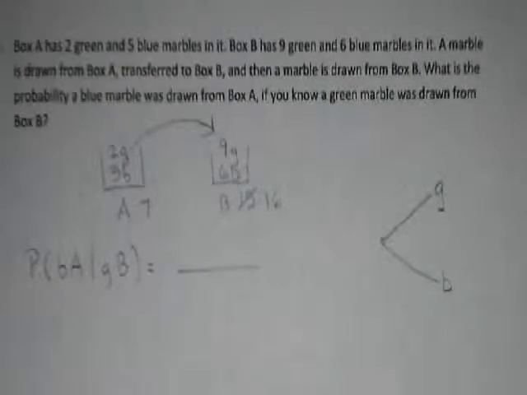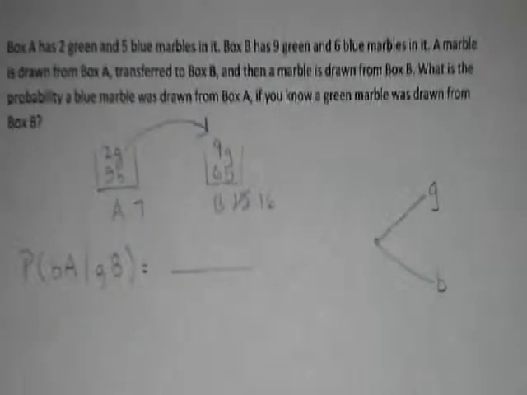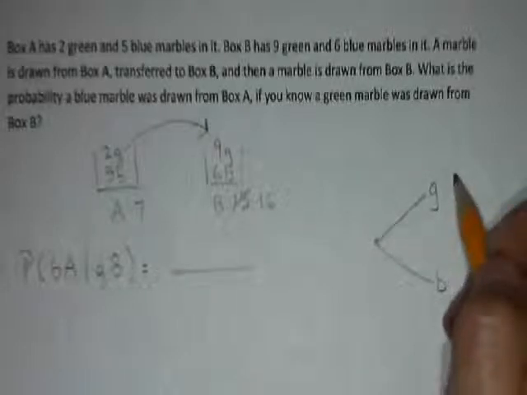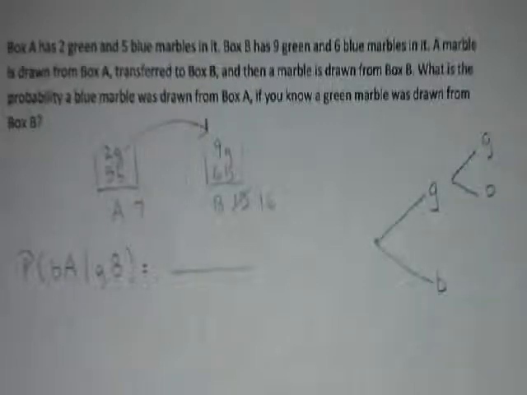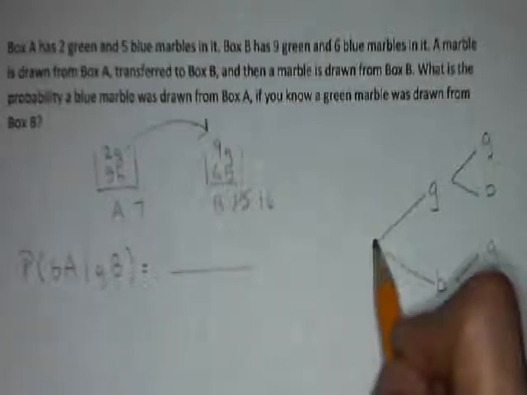After I draw the marble from box A and transfer it over to box B, the box B drawing is the second event, which can also have two possible outcomes. I can either get a green or a blue, and that's going to be the same possibilities from box B, whether I drew a green or a blue from box A to begin with.